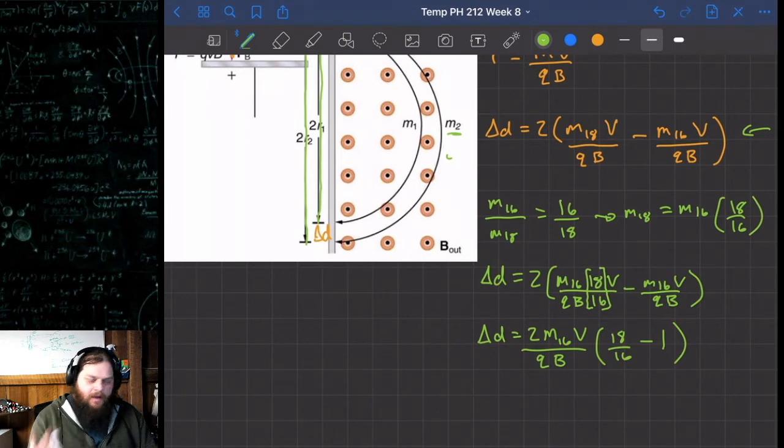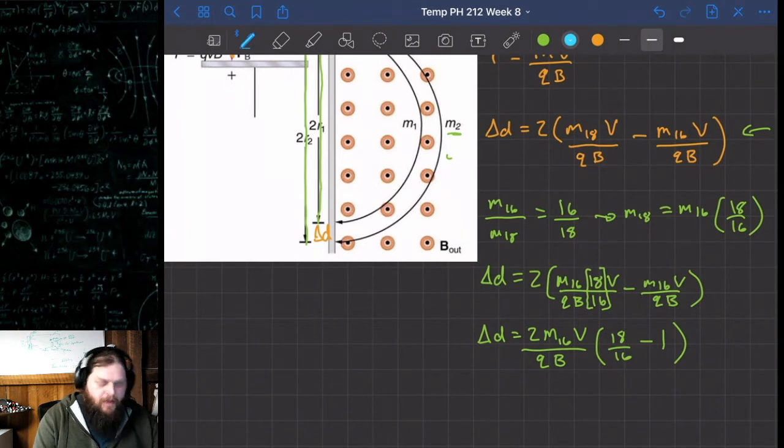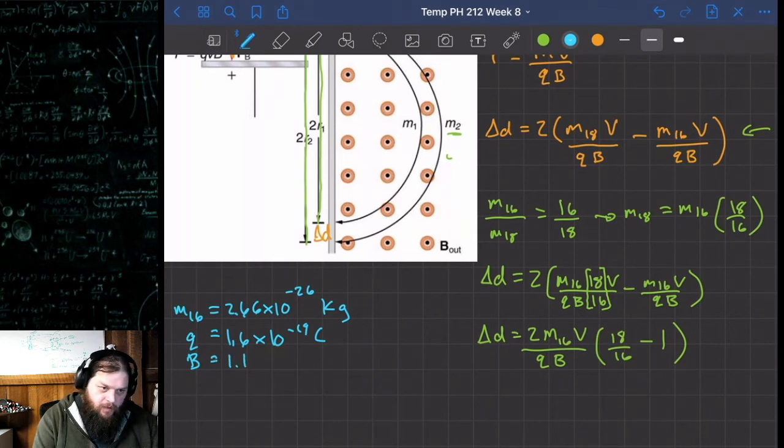We can now plug in the values that we know for the rest of everything. We know that the mass of 16 is going to be equal to 2.66 times 10 to the negative 26 kilograms. And we know that the charge q is going to equal 1.6 times 10 to the negative 19 coulombs. We know the magnetic field is equal to 1.1 Tesla. And we know the velocity is equal to 5.4 times 10 to the 6 meters per second.